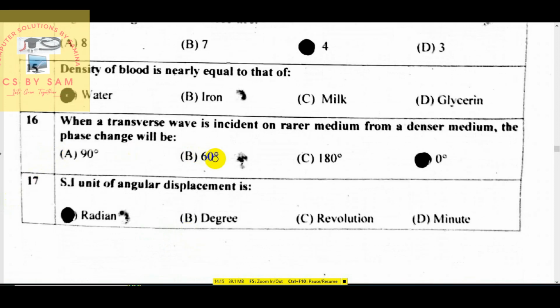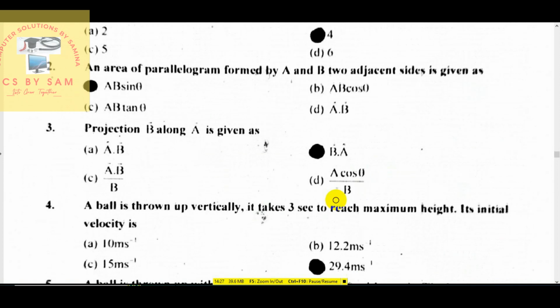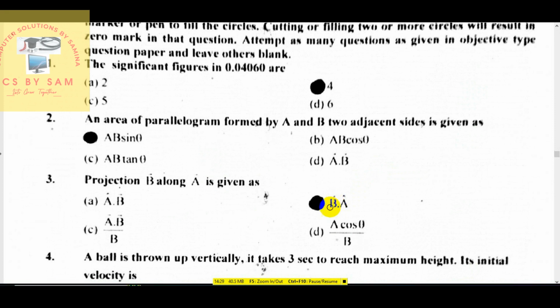When a transverse wave is incident on a rarer medium from a denser medium, the phase change will be 0 degree. The SI unit of angular displacement is radian. Next, the significant figure in 0.04060 are 4. An area of parallelogram formed by A and B, two adjacent sides, is given as AB sine theta.